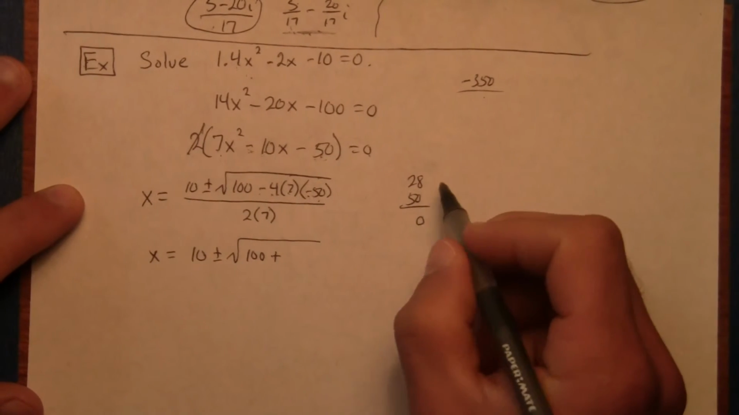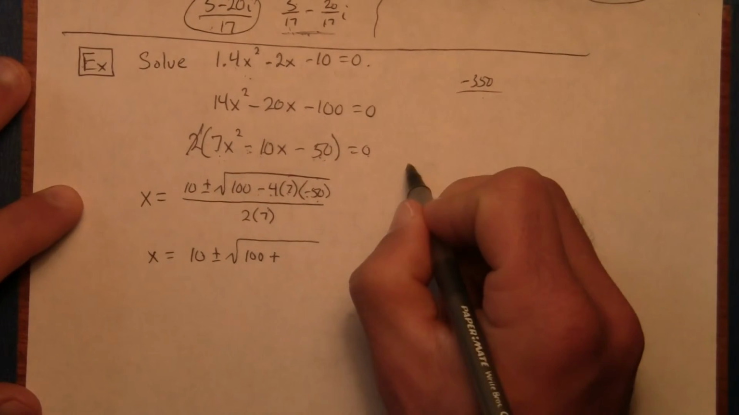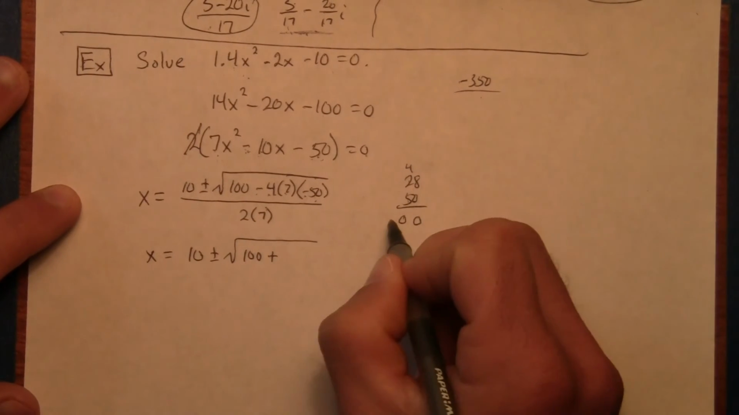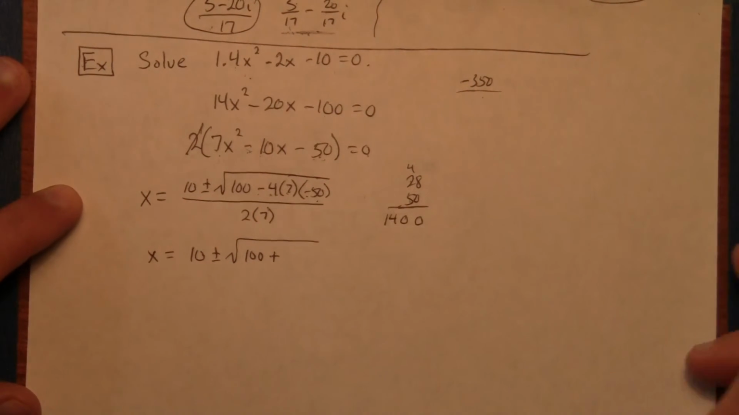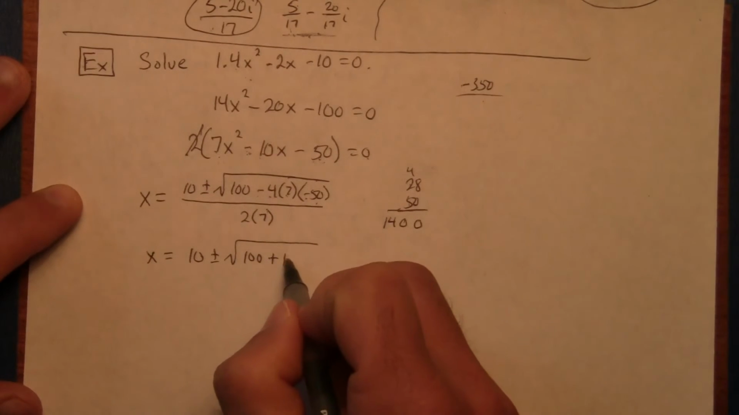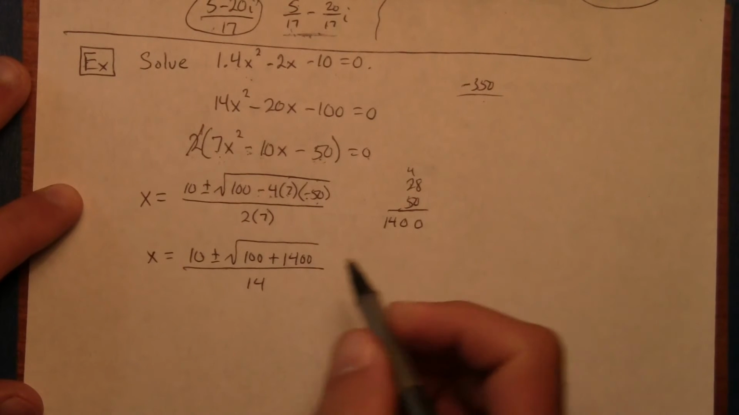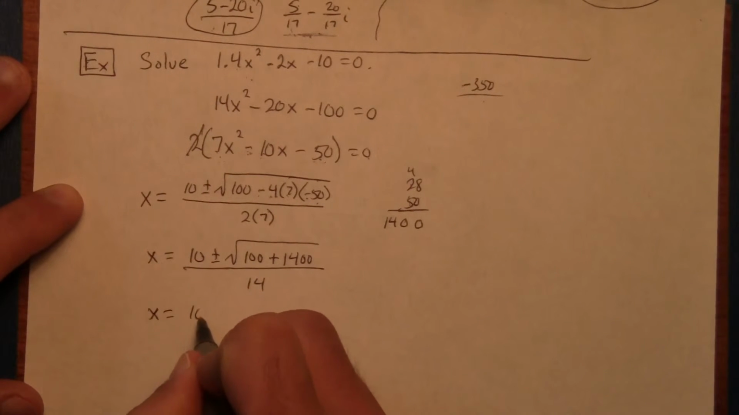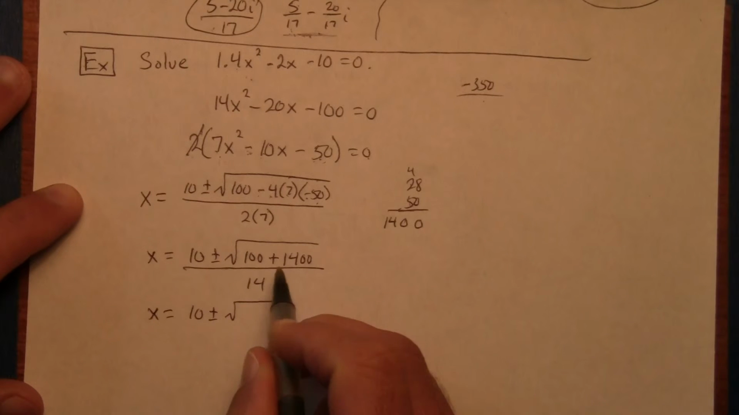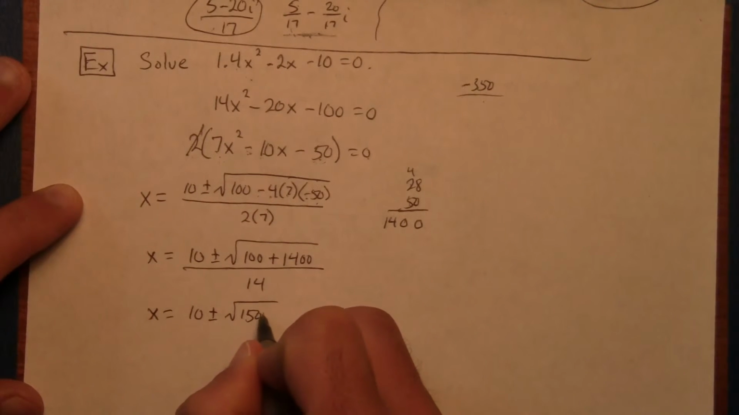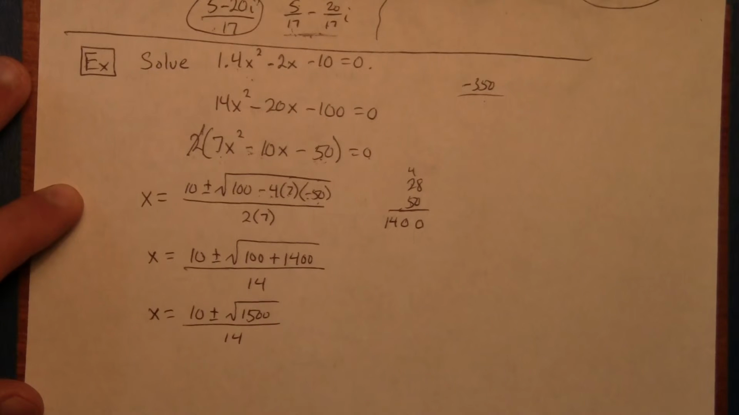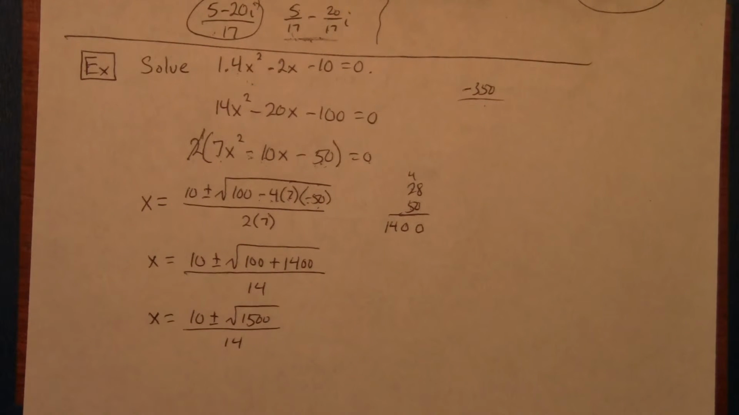All right, so I've got the 0. Multiply 5 and 8, I know that's 40. Multiply 5 and 2, that's 10. With the 4, looks like it's going to end up being 1,400. And then I'm dividing by 14. So, looks like x is equal to 10, plus or minus the square root of, if I add 100 here, it's going to be 1,500 over 14. And so now I've gotten it simplified down for the most part. All I need to do now is continue to simplify it as far as I can.